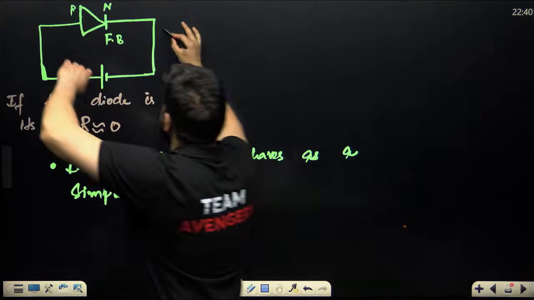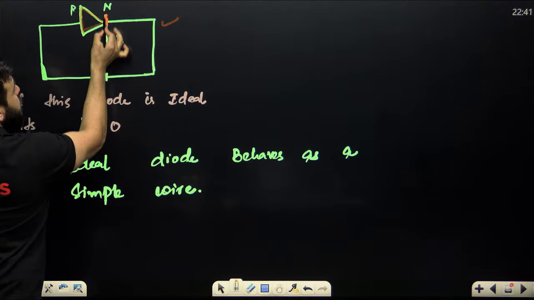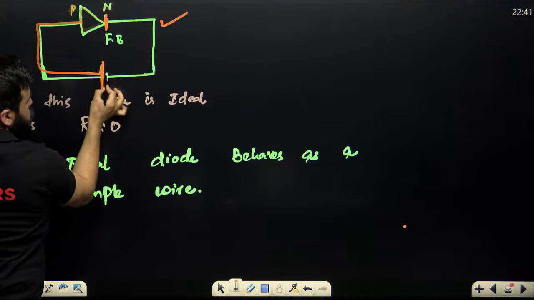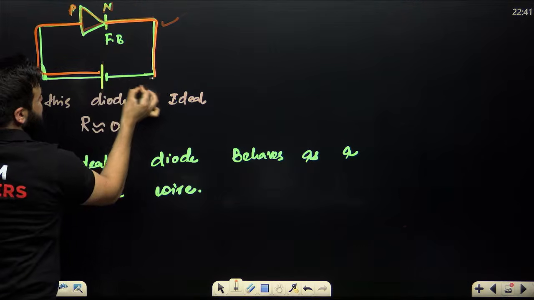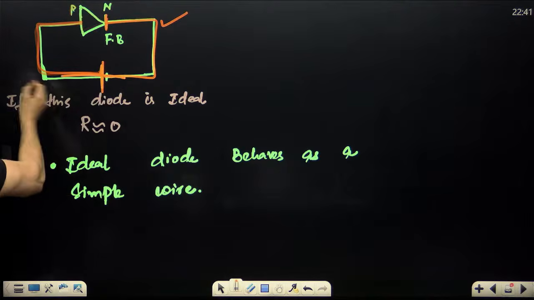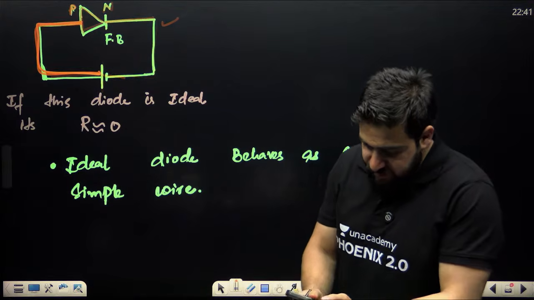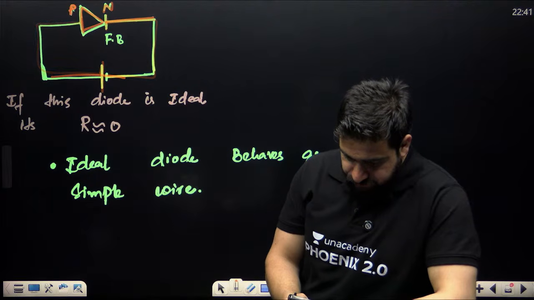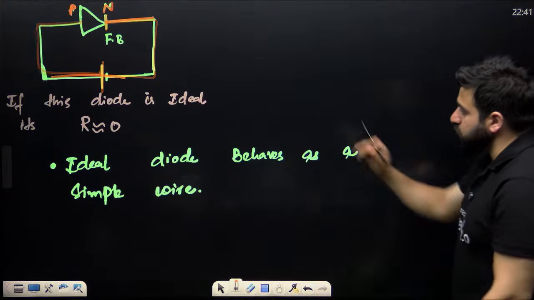And this is the symbol. This is the symbol of the PN junction diode. This is the N side and this is the P side. When the P side is connected to the positive terminal and the N side is connected to the negative terminal, this is what we call the forward bias of the PN junction diode. Is this clear, guys? Tell me in the chats. Is this clear? This is what we call the forward bias.